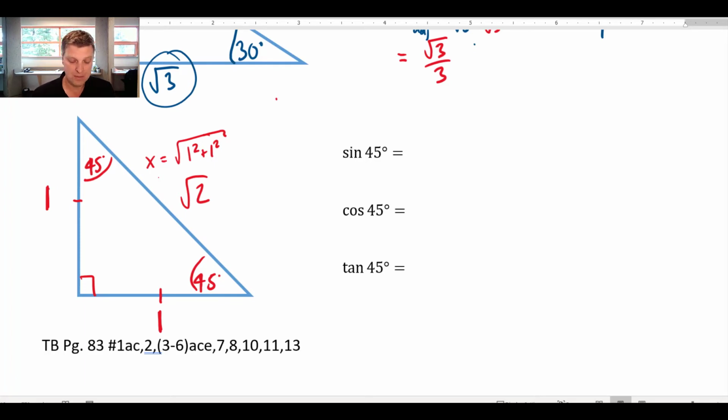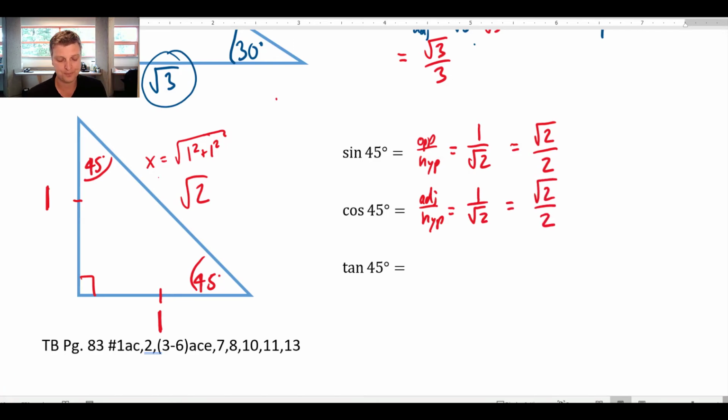And what that means is, if we take the sine of 45, that's going to equal opposite over hypotenuse, which is going to equal 1 over root 2. And if, again, you're a bit of a math purist and you don't want to write the radical on the bottom, you could rewrite that as root 2 over 2. The cosine of 45 is going to be adjacent over hypotenuse, so that's also going to equal 1 over root 2, which again we could rewrite as root 2 over 2.